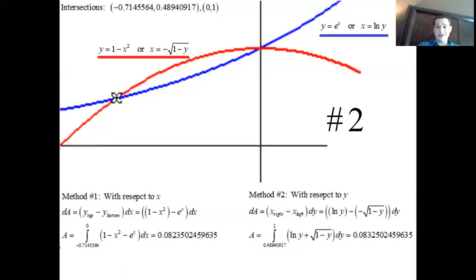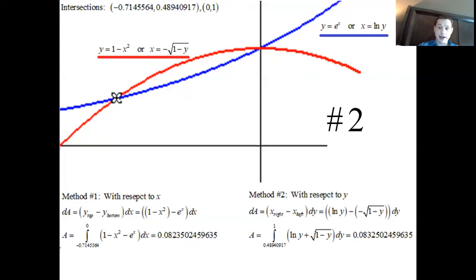Let's talk about these. To get the x on the left and the x on the right, you're going to have to write these functions as x equals something in terms of y, x equals f of y. If you look at the blue curve, it's pretty straightforward to solve for x. If y is e to the x, then x is natural log of y. The red curve, though, you've got to be careful, because if you solve for x, technically x is plus or minus the square root of 1 minus y.